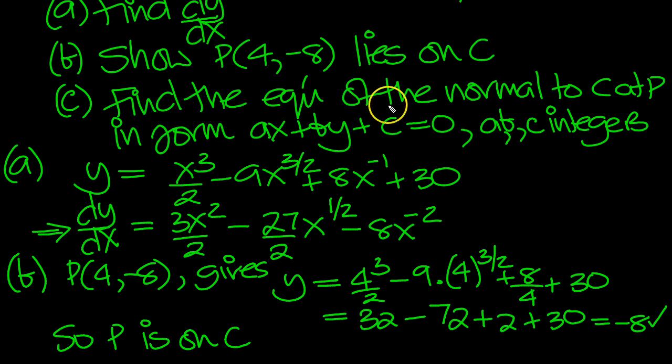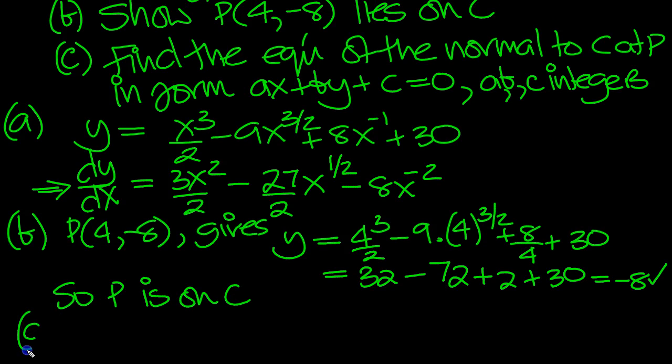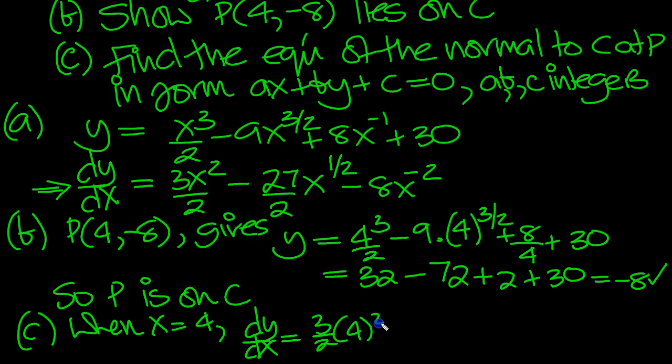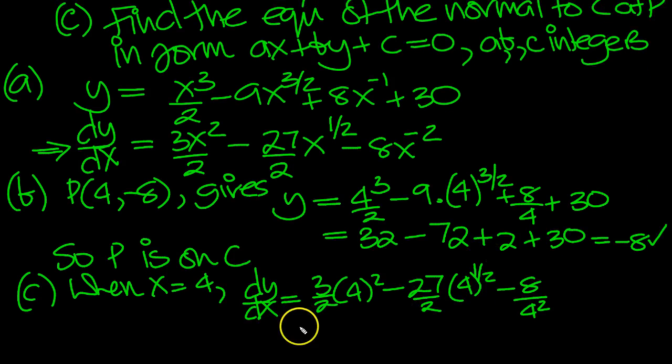So that's part B. Find the equation of the normal to C at P in this form. So here's our dy/dx. So part C now. When x equals 4, dy/dx, what does that equal? Let's work it out then. 3 over 2 times 4 squared minus 27 over 2 times 4 to the half minus 8 over x squared, isn't it? And that's 4 squared. So let's work this out then and get the gradient of the tangent, dy/dx.